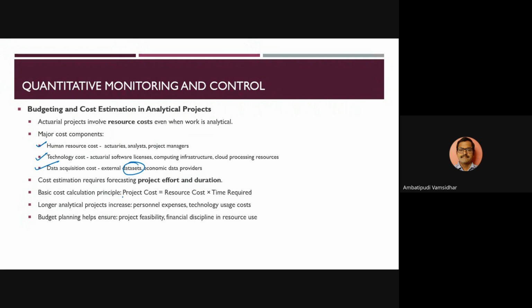Okay. So the typical calculation is that the overall project cost is nothing but the resource cost multiplied by the time required for execution of this particular project. And this is what budgeting and cost estimating is about. Because if you are looking at very long term analytical projects, right? So obviously, even the people related expenses could be much higher. Technology usage related expenses, etc., also would be much, much higher for them.